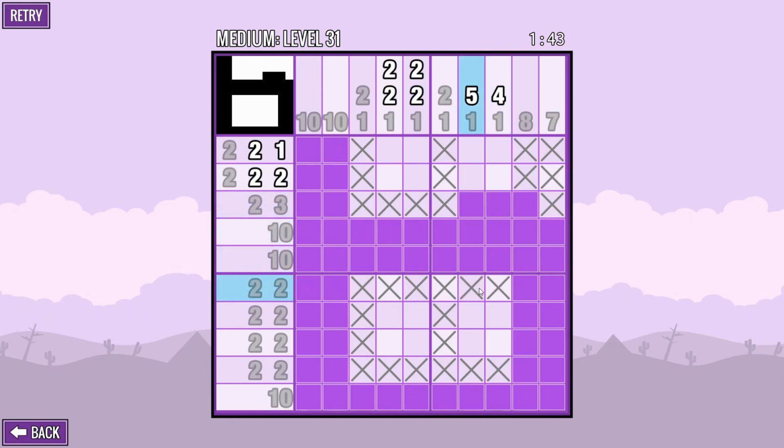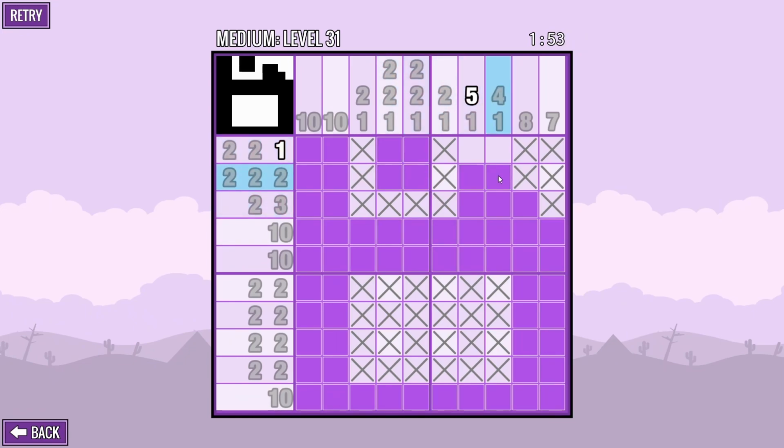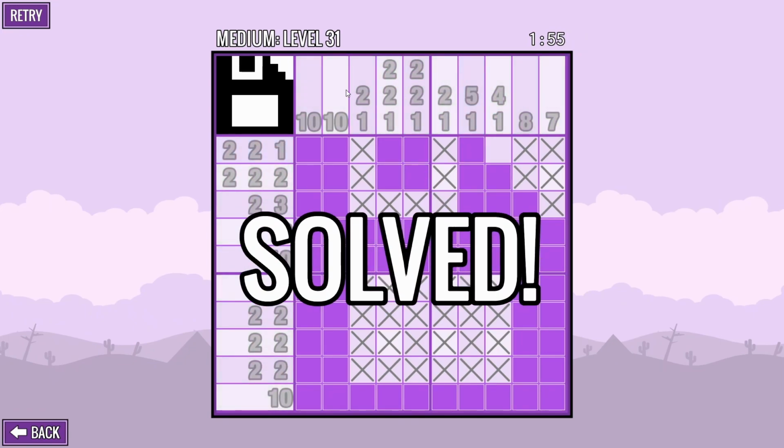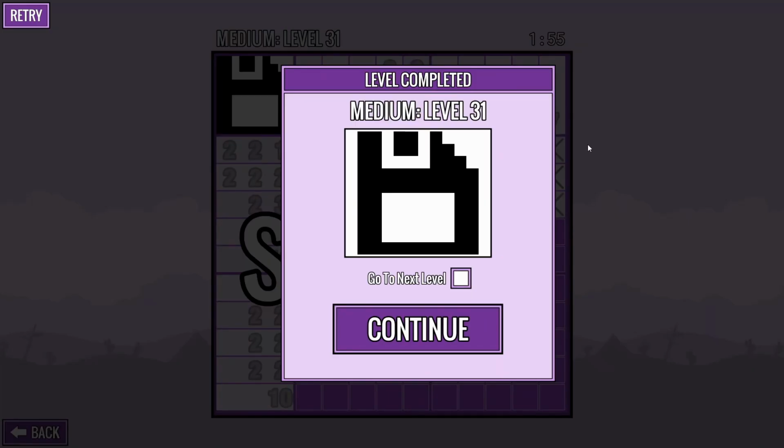Complete the 3. Block off the remainder of those because they're already completed over here. Which maybe shows that since this is blocked off, the 2s can come up here. We have a 2 here. And then finish that off there. And we get a nice floppy disk.